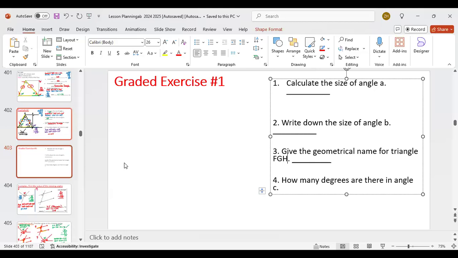Mr. Petit, I can't see any triangles on the screen. Yeah, I haven't put it on yet. Oh, okay, yes, sir.